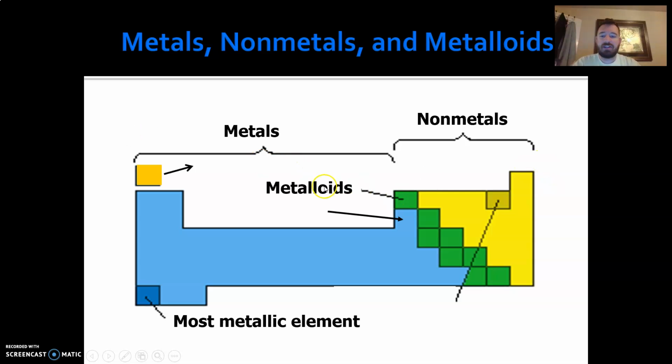All right, so down at the bottom left of our periodic table is where you would find the most metallic element, and for us on the periodic table that would be francium. And up at the top right would be our most non-metallic element, and that would be fluorine. Right, so both start with an F. We have francium down at the bottom left as our most metallic, and fluorine up at the top right, or near the top right, as our most non-metallic element.